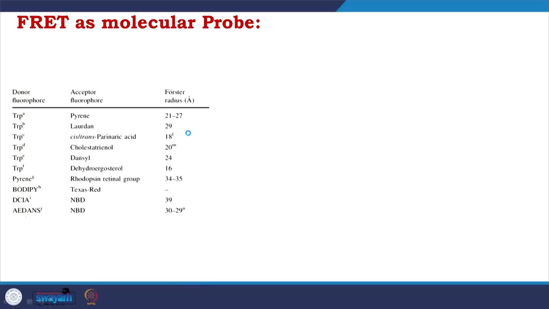We are going in the next session where we will see that there are three aromatic amino acids present in protein, which are tyrosine, tryptophan and phenylalanine. Among them, tryptophan is the most available, and that is why so many studies are done. But there are other pairs like pyrene with rhodopsin retinal group, BODIPY with Texas red, DCIA with NBD and dansyl with NBD. All you see there is a Förster radius in angstrom.